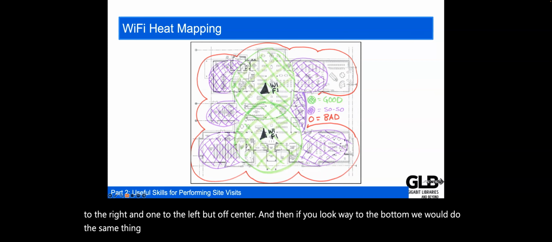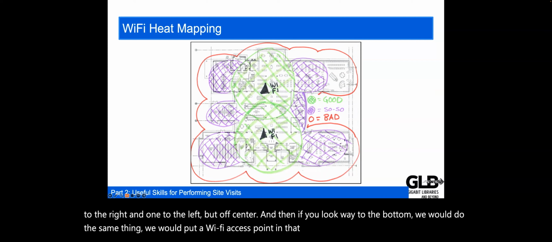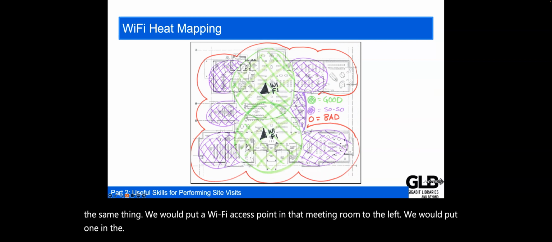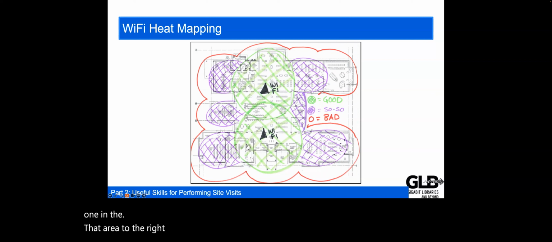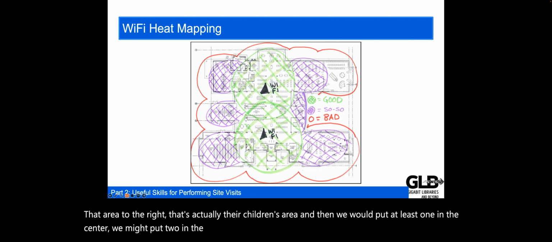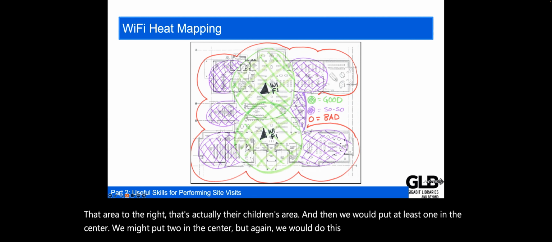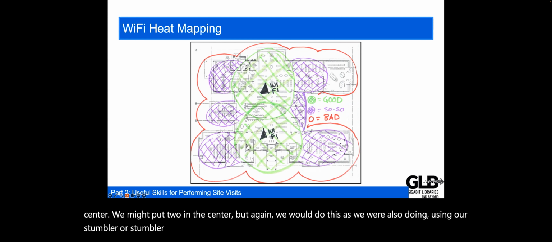We would put a Wi-Fi access point in that meeting room to the left. We would put one in that area to the right. That's actually their children's area. And then we would put at least one in the center. We might put 2 in the center, but again, we would do this as we were also using our Stumbler software and device to see how the signal was, to see if we needed to add another access point.